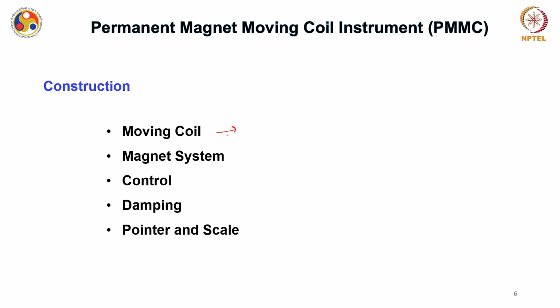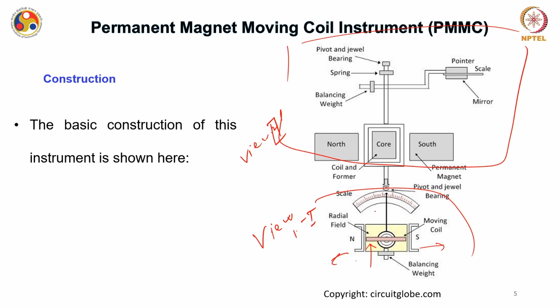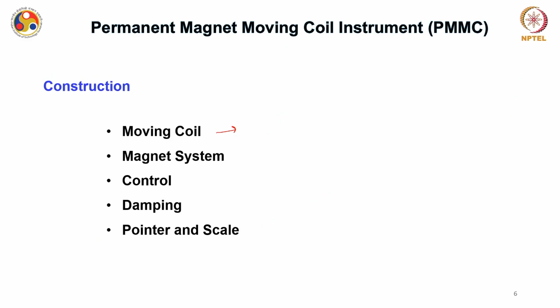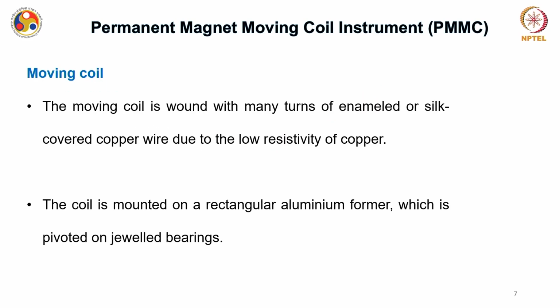The first is the moving coil, which was this. Then the magnet system, which is very important, and in the case of PMMC it is a permanent magnet. Then you have an arrangement for control, or opposing torque. Then you have a damping system which produces the damping torque, and then in general a pointer as well as a scale. So let us learn about these components part by part. The first is the moving coil in the case of the PMMC tool.